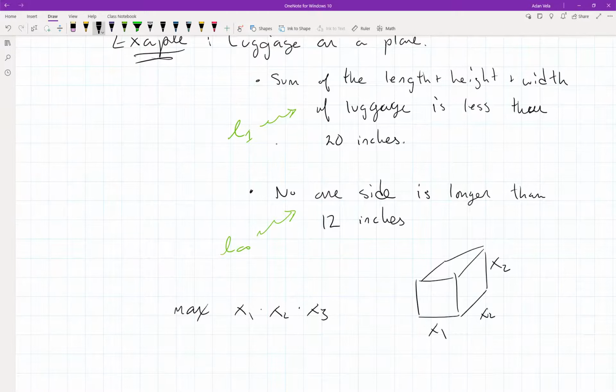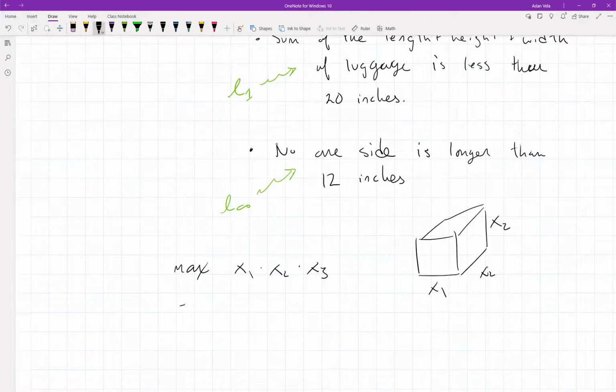Okay, of our luggage. But again, we might be subject to some constraints from the airlines where they say, well, you know, the sum of your dimensions has to be less than or equal to 20. So in that case, we would be saying that the L1 norm of X is less than or equal to 20.